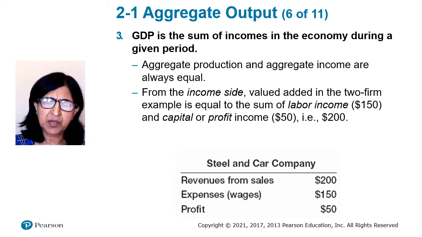All three measures of aggregate output give us the same answer. GDP equals $200. The labor share in the example is 75%. In advanced countries, the share of labor is indeed typically between 60% and 75%.